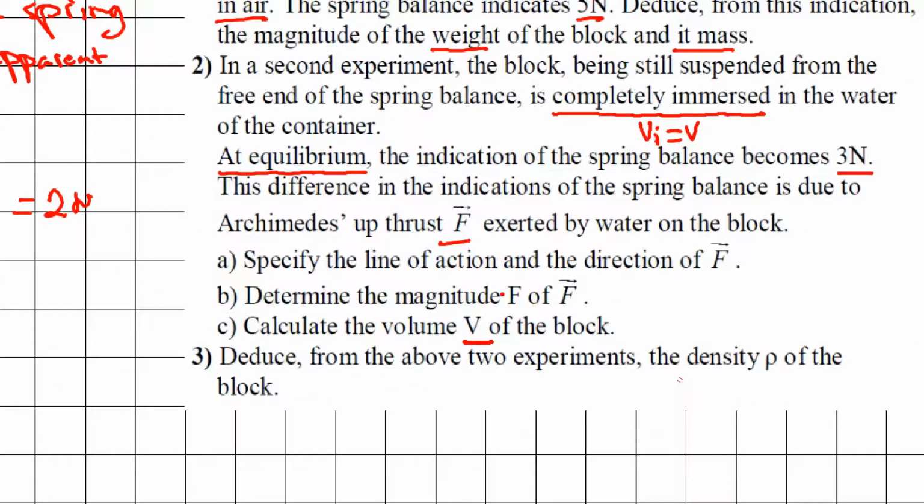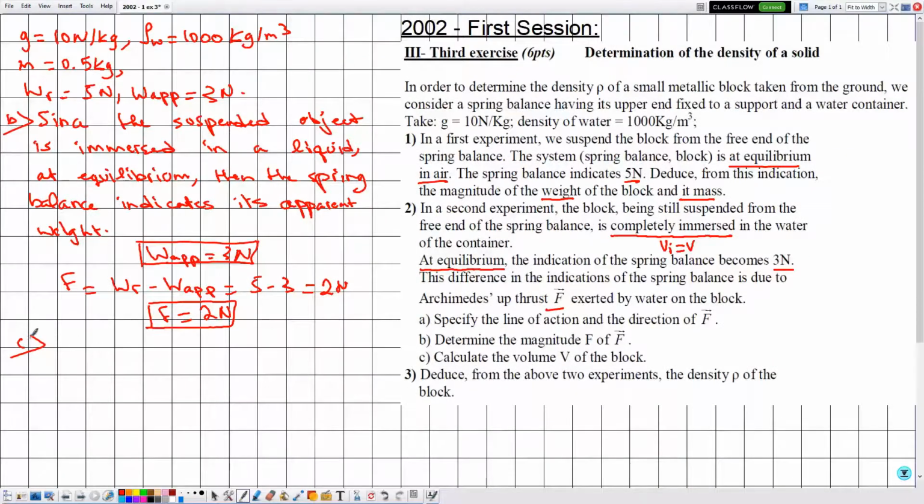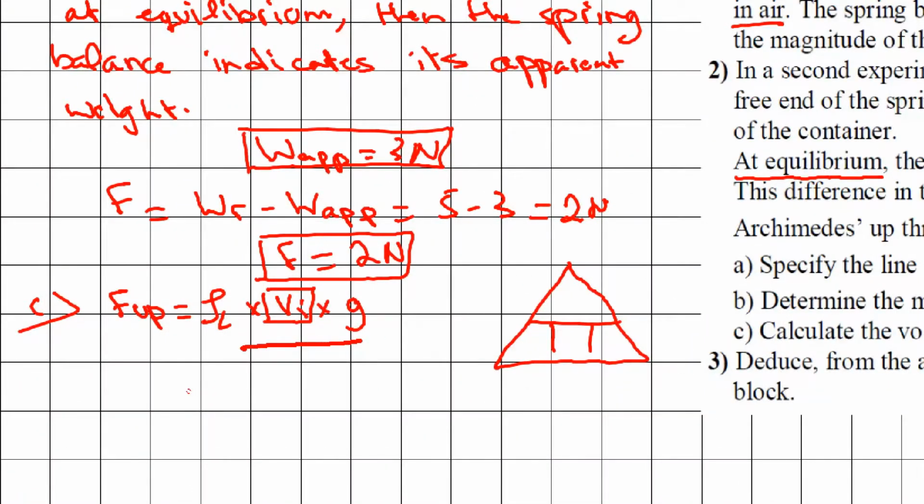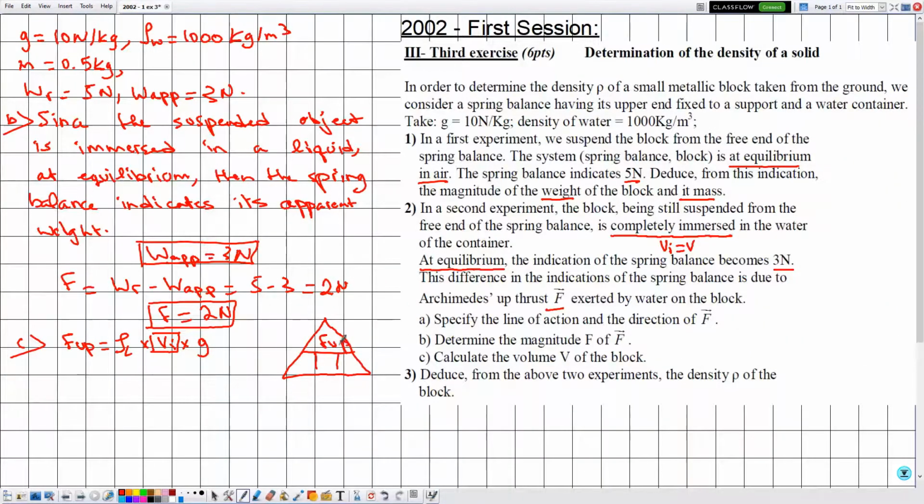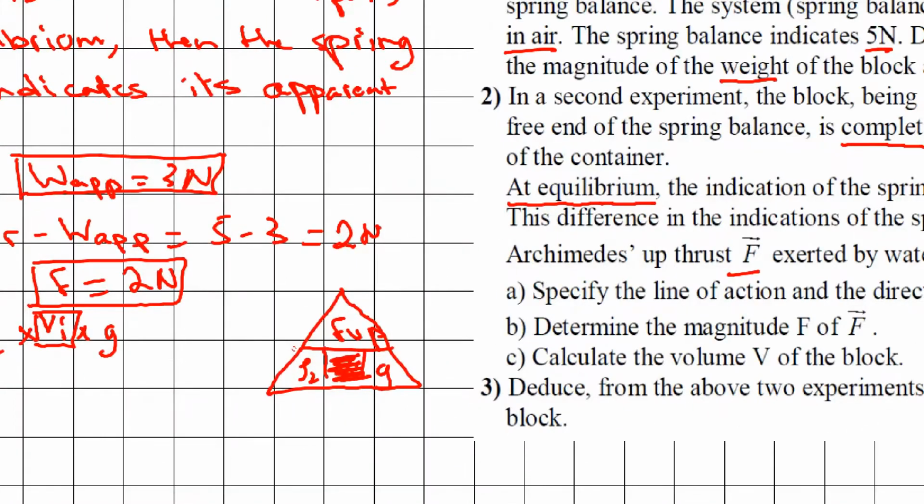Knowing that we have already determined the magnitude, we know that the volume and the magnitude are related via the following formula, that F upthrust is equal to the density of the liquid times the volume of the immersed part times G, knowing that we are interested in determining VI. Constructing a triangle for this formula, because we have multiplied, F will be at the top, rho L, VI, and G at the bottom. Now VI is given by F upthrust divided by rho L multiplied by G also.